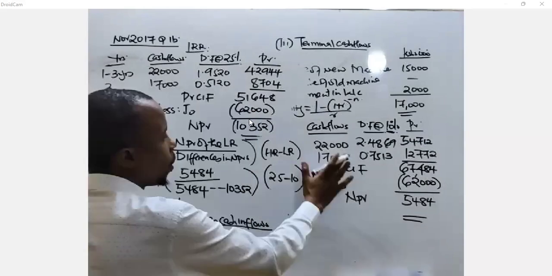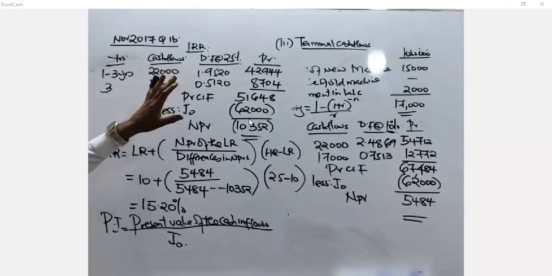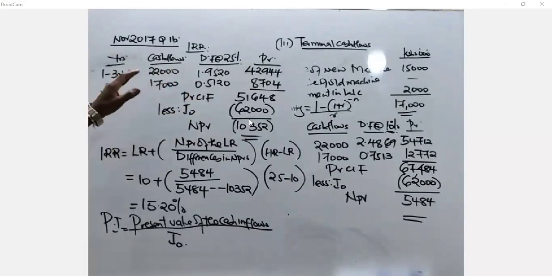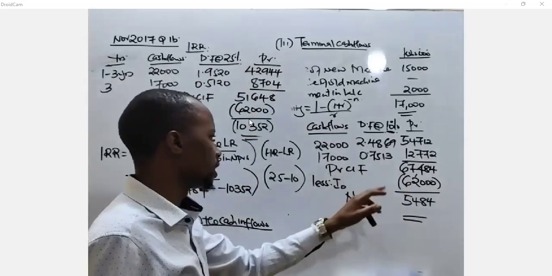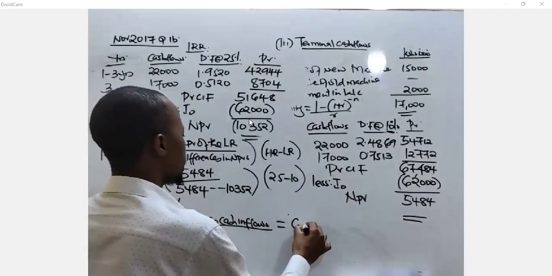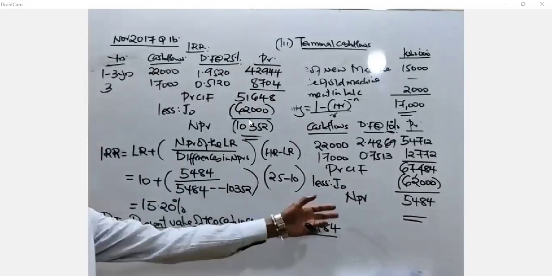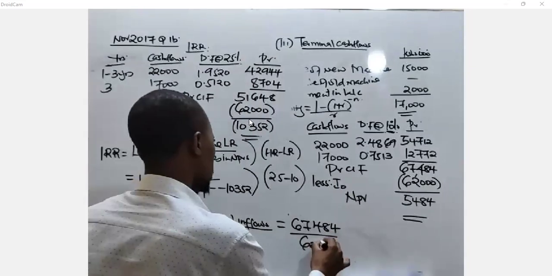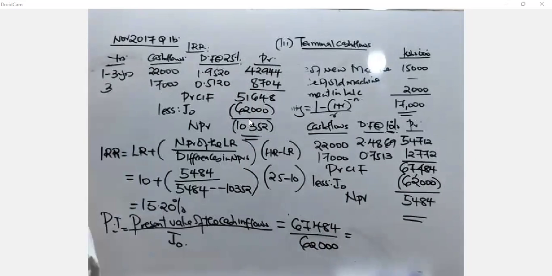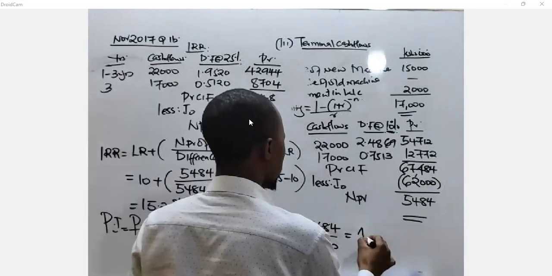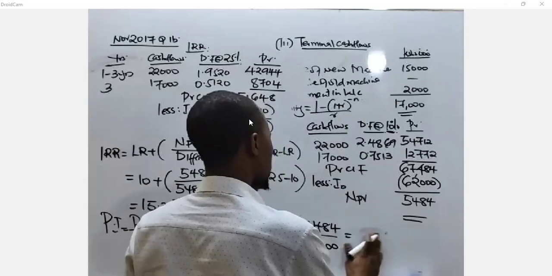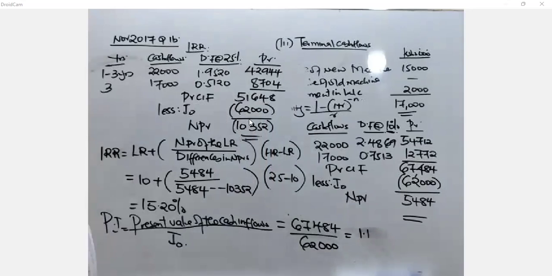In our case, remember this was our original question. This one we have just crafted because you are doing the internal rate of return. Just leave this. The present value of the cash inflow was around 67,484. You divide it by the initial outlay, which we said was around 62,000. So how much is your PI? That is how easy these things are. 67,484 divided by 62,000, we are getting around 1.1.